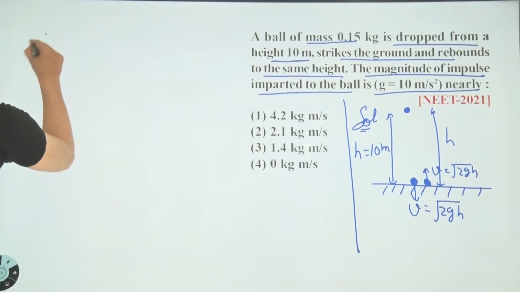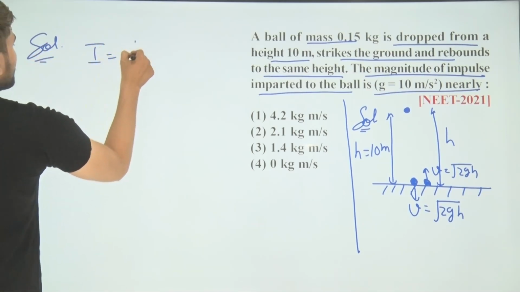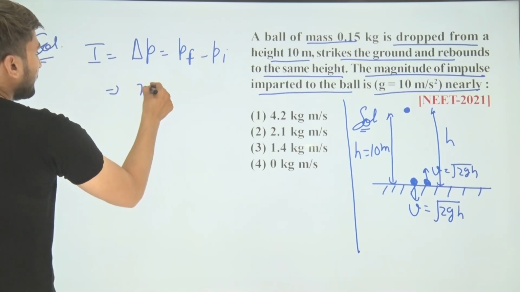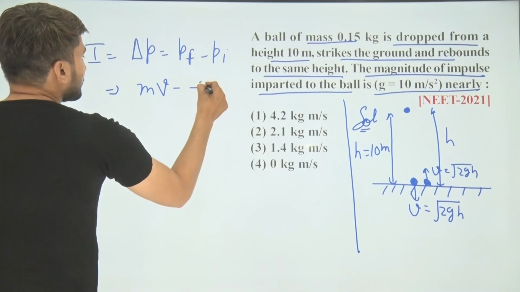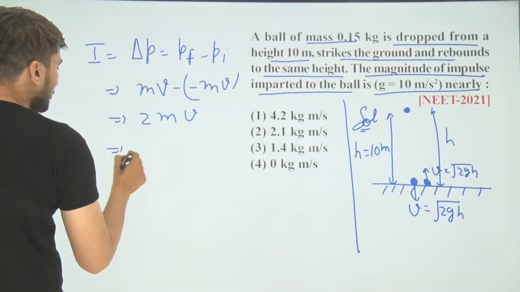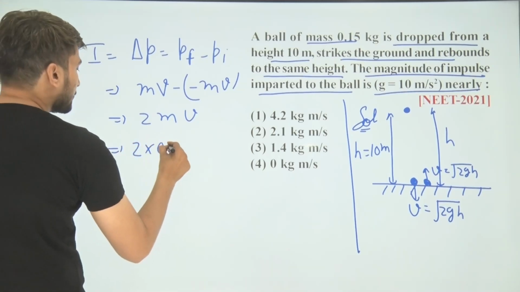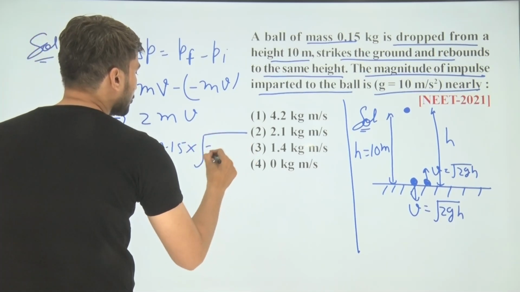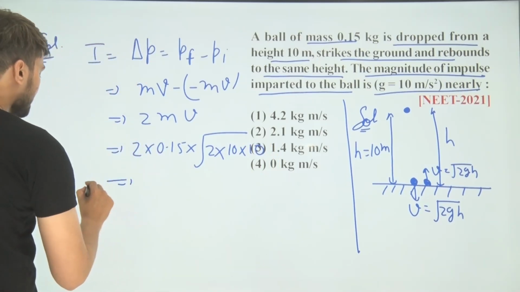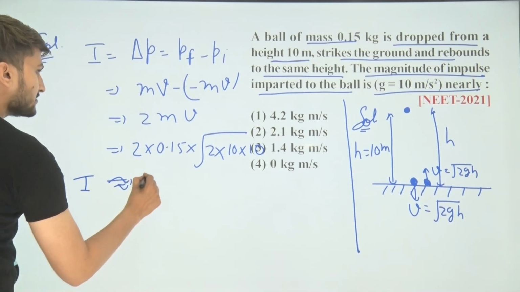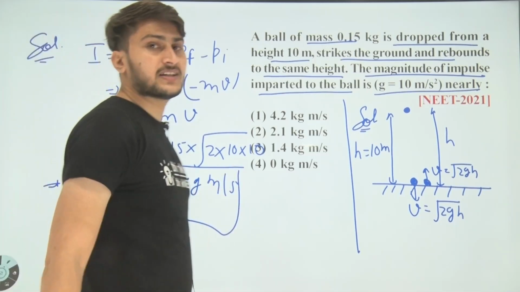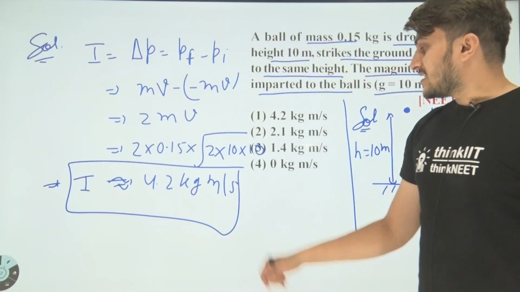If I am talking about impulse, we know that impulse is equal to the change in momentum, which is P final minus P initial. Final momentum is mv and initial momentum is minus mv, considering direction, so it comes to 2mv. Now we put in the values: 2 multiplied by m, the mass 0.15, and velocity the square root of 2g h, where g is 10 and h is also 10. When we solve this equation, the impulse I is approximately 4.2 kg meter per second.